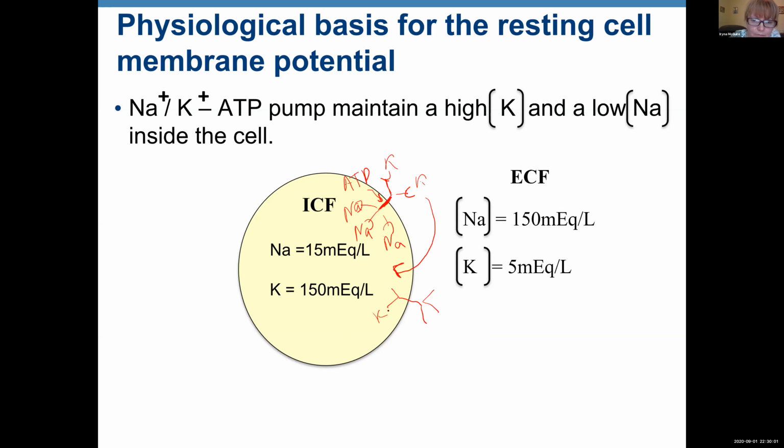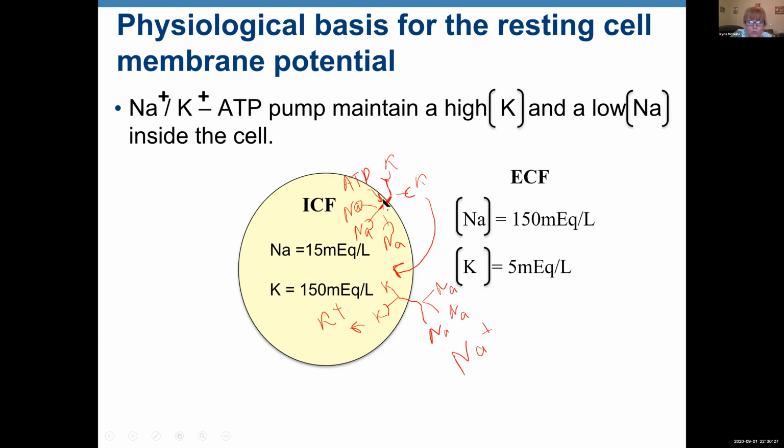So here's potassium, and sodium, and sodium, right? So it constantly releases potassium in and sodium out, right? So it pumps sodium out, potassium in. And this is called the sodium potassium pump or ATP pump.